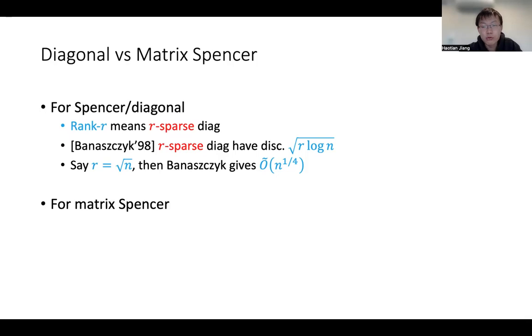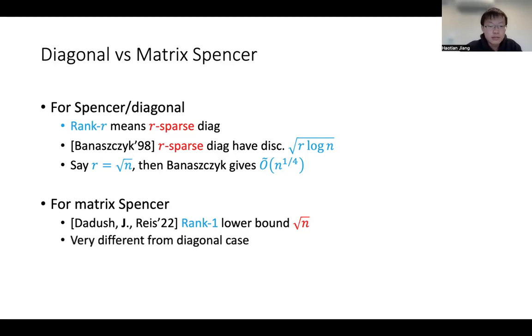However, for the full general matrix-Spencer question, Dadush, myself, and Reis proved that even if you assume the matrices are all rank 1, there's already a lower bound of root n. So this shows that the full problem is very different from the diagonal case, and the low rank case for the full problem is already very interesting.